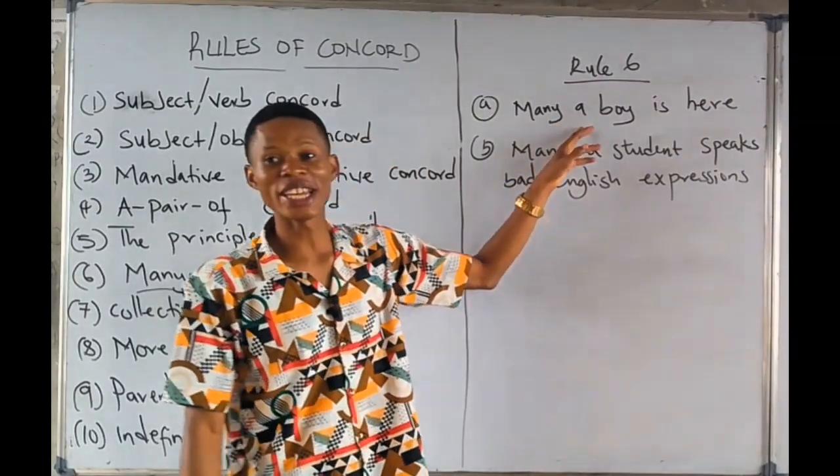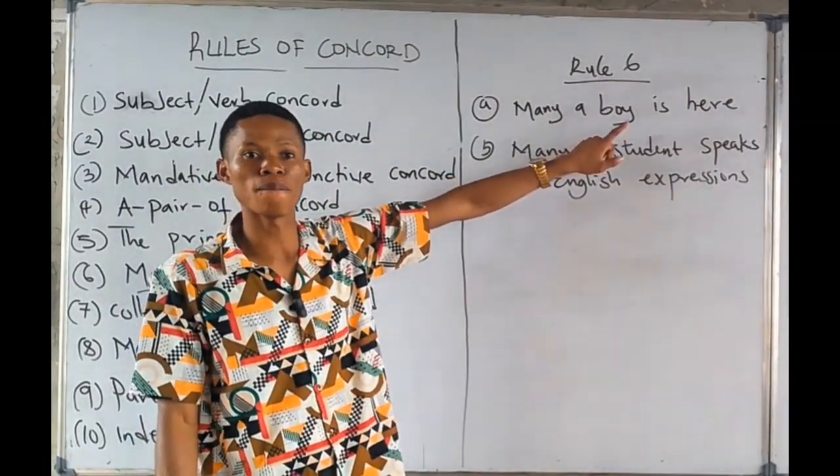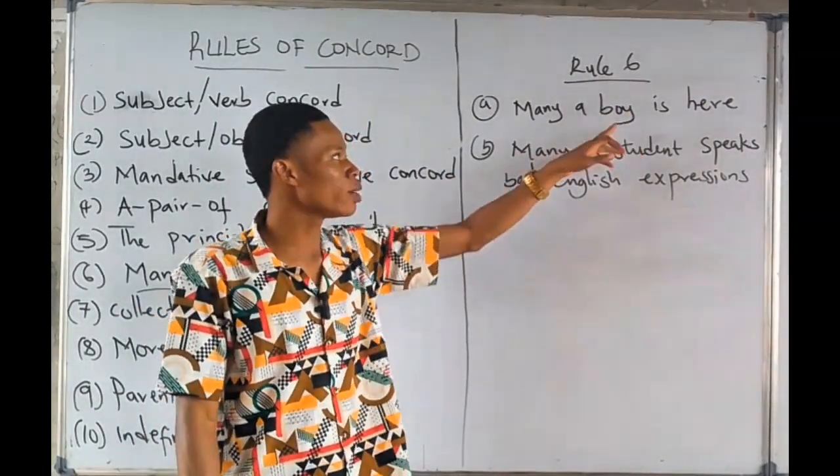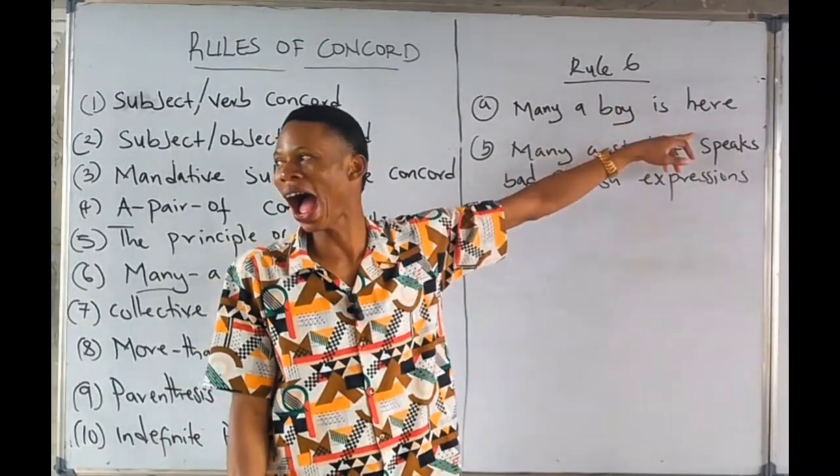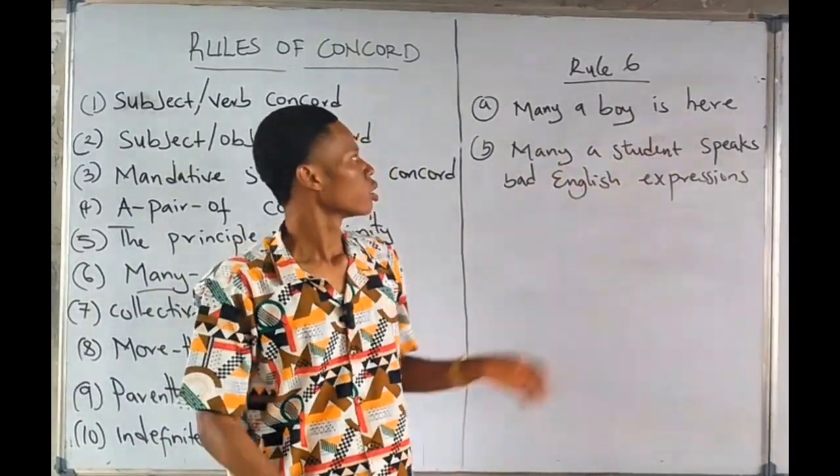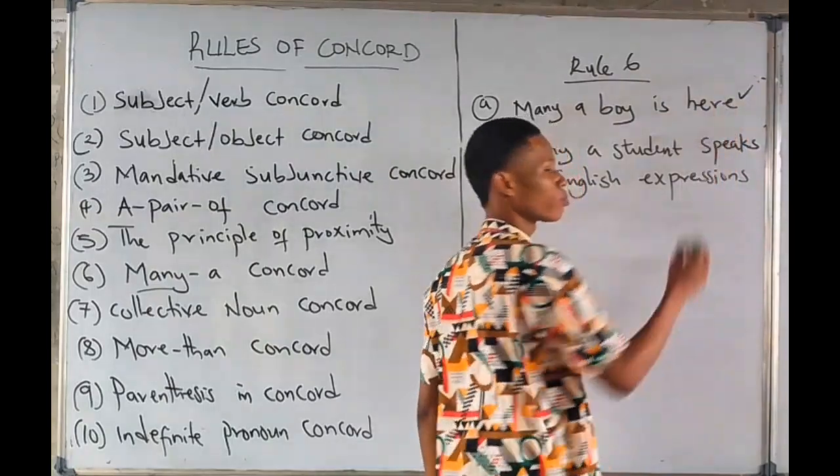So when you see "many a", the noun following it should be singular: boy. Many a boy is, not many a boy are. Do you get that? So this is correct: many a boy is here.